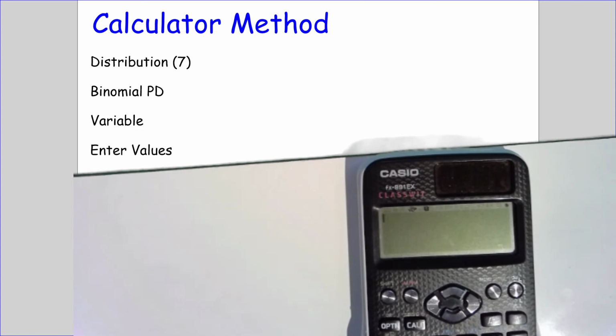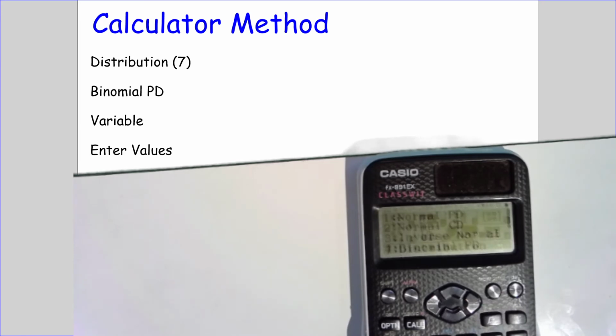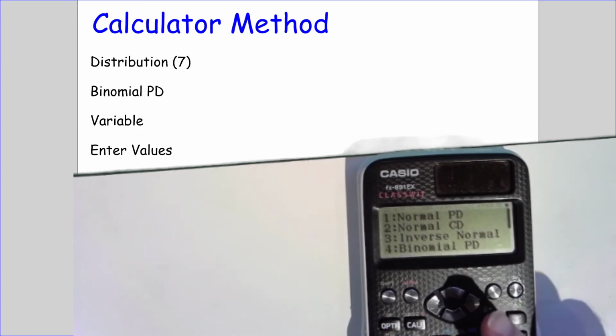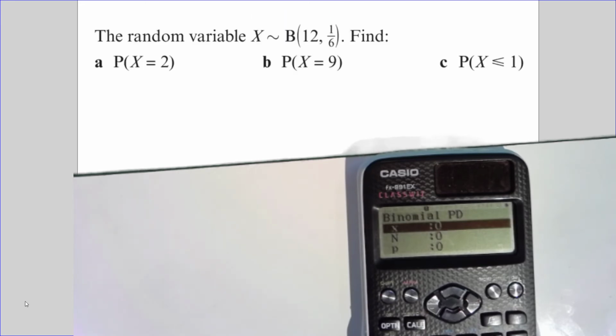So the calculator method: we're going to go to distribution mode, which is mode. So if I go to distribution mode, we'll see it's here. It's mode number 7. We're going to go to binomial PD, which stands for probability distribution. We want just a single variable, we don't want the entire list, so we're going to click variable, and we can fill out all the different things. So we've got to specify x, n, which is the number of possible attempts, and p, which is the probability of success for any one attempt. This is best seen by having a look at an example. So we're going to have a look at this one.